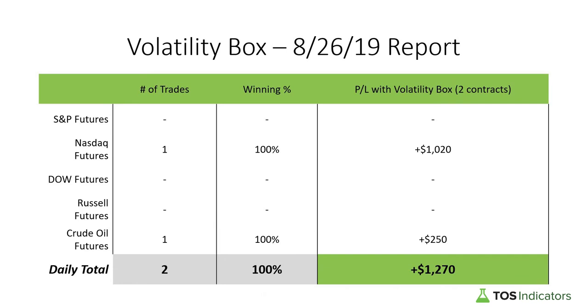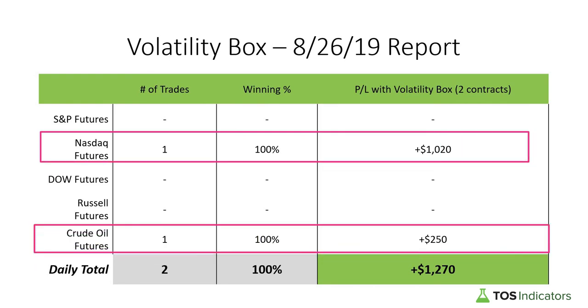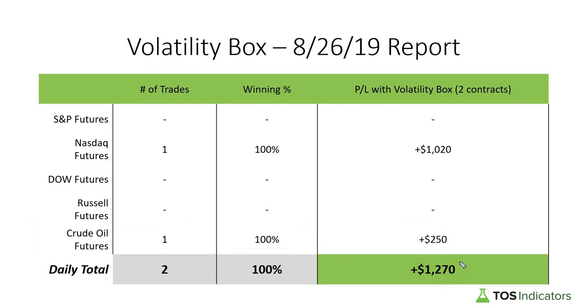Okay, let's actually dive into the report for today. So, relatively muted volatility day. We did have two setups that occurred. One was in the Nasdaq futures, and one was in the crude oil futures. On the Nasdaq futures, we hit both our T1 and our T2 for an overall P&L of $1,020 on two contracts. And on the crude oil futures, we only hit T1 for an overall gain of $250, bringing our total for the day up to $1,270.